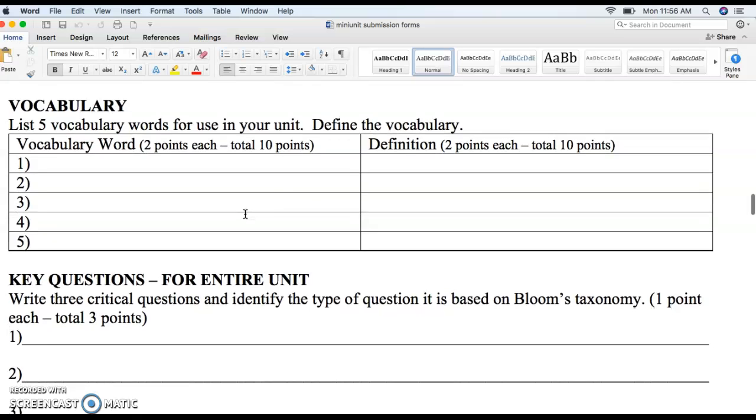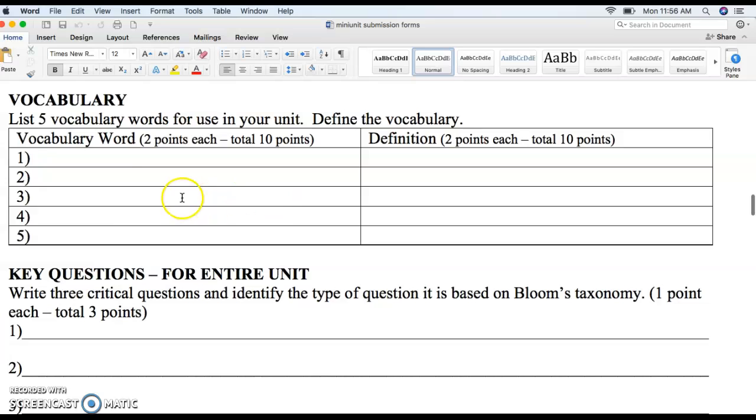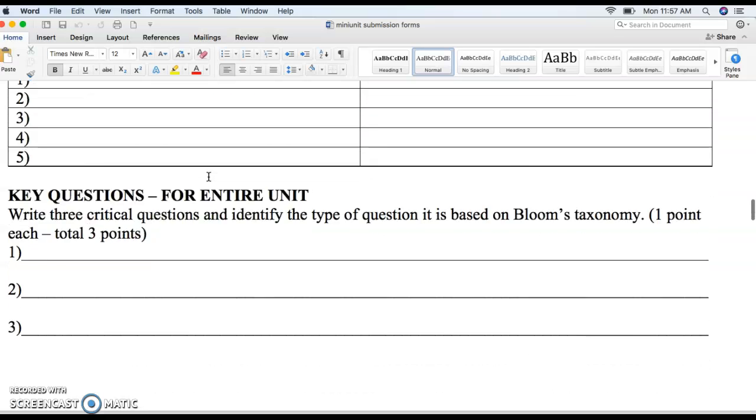The vocabulary words you're going to use in your unit, with a definition for them. I would keep in mind to try to focus here on academic vocabulary as opposed to just vocabulary words. For example, if you were going to have them summarize something in language arts, then you might have the academic vocabulary word summarize and the definition. You're going to get full credit however you do these, whether it's regular vocabulary or academic vocabulary.